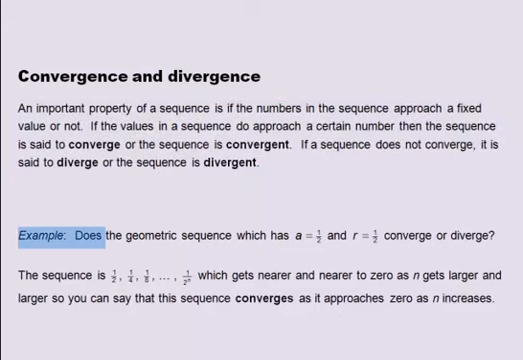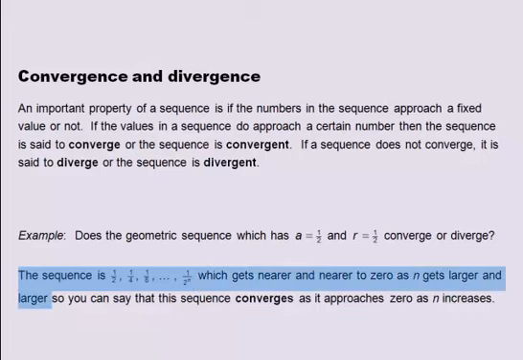Example. Does the geometric sequence which has a equal to a half and r equal to a half converge or diverge? The sequence is a half, a quarter, an eighth, and so on, with a general term 1 over 2 to the power n, which gets nearer and nearer to 0 as n gets larger and larger. So you can say that this sequence converges as it approaches 0 as n increases.